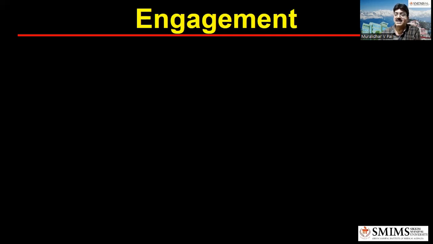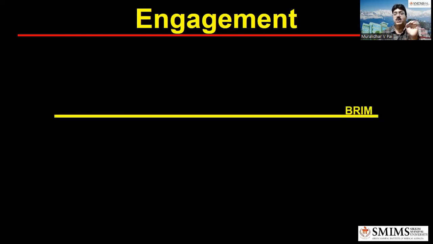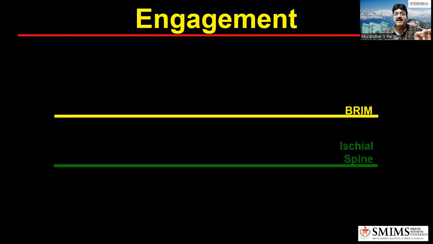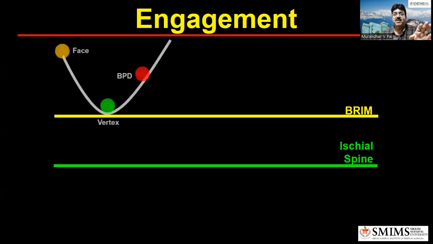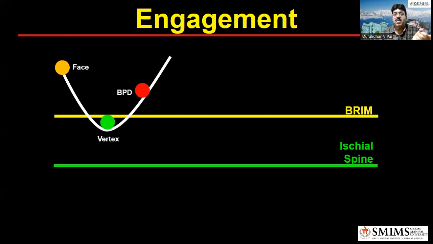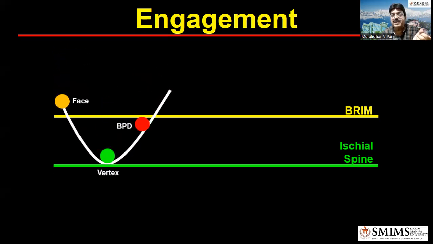I want to explain this one more time, though I explained a little bit in the past. So there is the brim, the yellow line, and the ischial spine, that is the green line, because if it comes up to that in vertex presentation, the head can come through. Now you see here, this is the face, this is the vertex, and this is the BPD. I'm using the same dots as I used earlier. Now it is clearly above the brim. According to the definition, when the BPD crosses the pelvic brim, it is engaged.